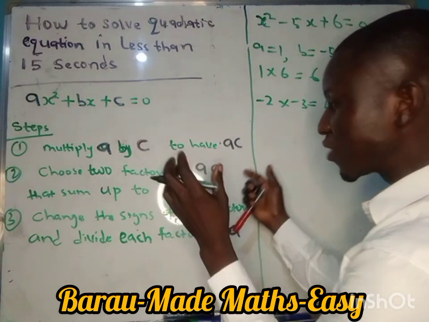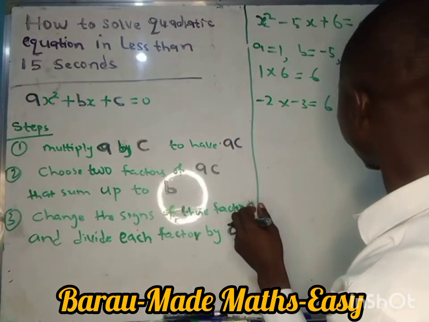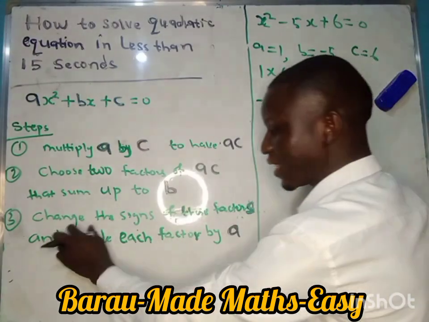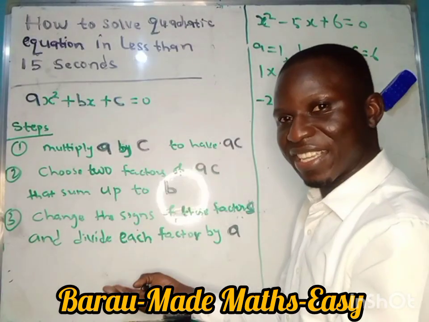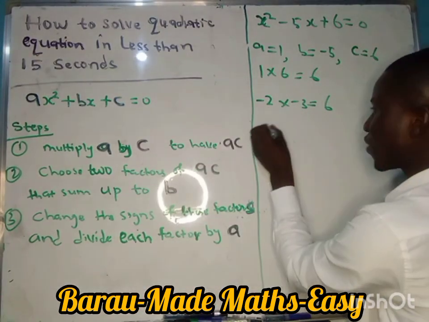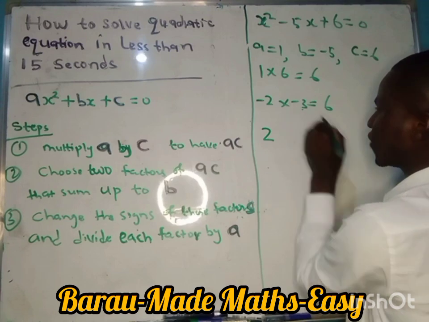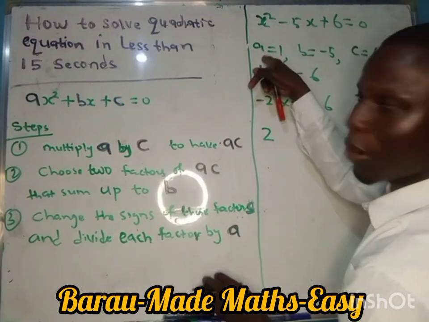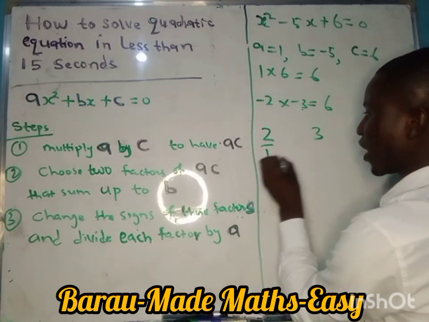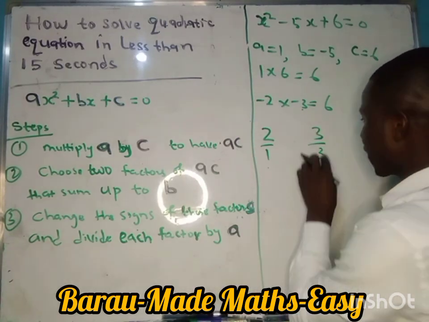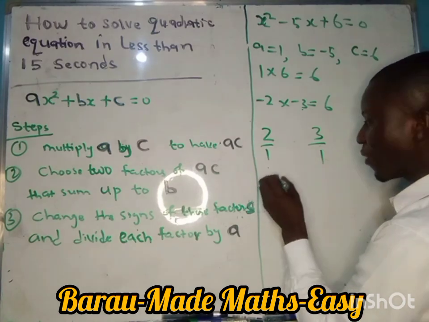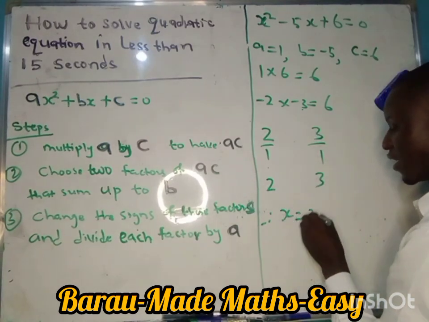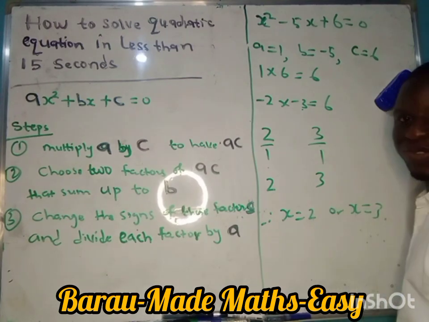So since we have gotten these two numbers that their product is 6 and their sum is negative 5, which is our b, the last step stated that we'll just change the sign of those numbers. So if we change the sign of minus 2, we'll have positive 2. If we change the sign of negative 3, we'll have positive 3. And we'll divide each of the numbers by our a. Our a is 1. So 2 divided by 1 will give us 2, and 3 divided by 1 will give us 3. So it means our x is 2 or x is equal to 3.